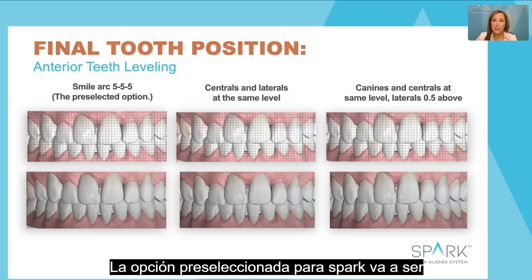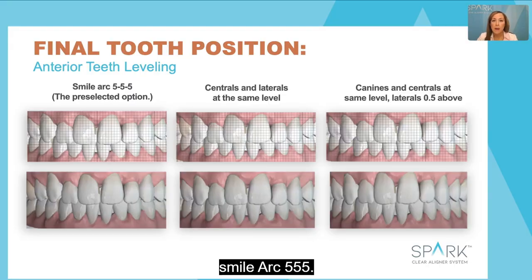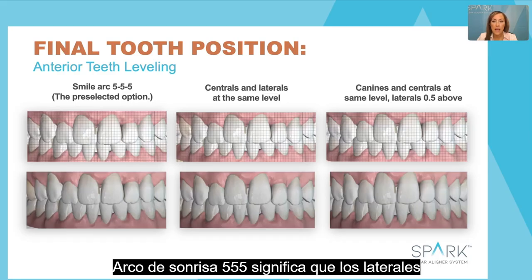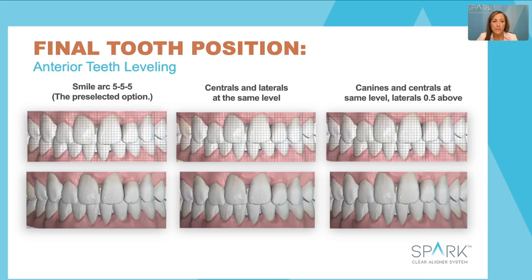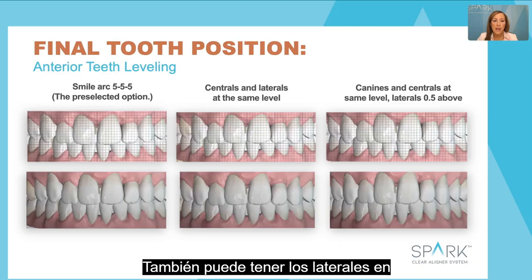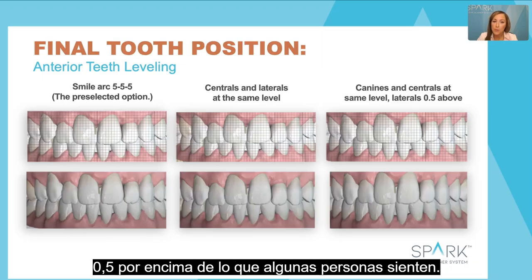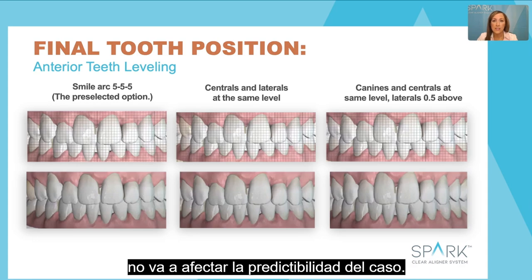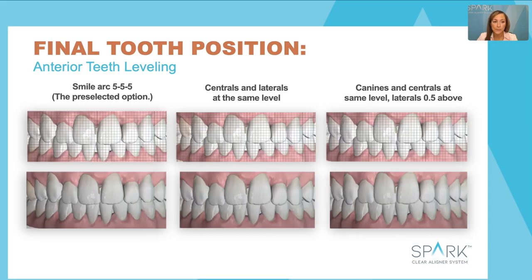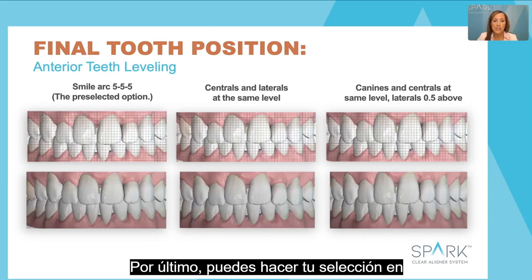The pre-selected option for Spark is going to be Smile Arc 555. Smile Arc 555 means that the laterals are going to be 0.5 millimeters above the centrals and the canines 0.5 millimeters above the laterals. You can also have laterals at 0.5 above, which some people feel the last option is actually more aesthetic, but it's not going to affect the predictability of the case. This is just a matter of how you like to design the smile. Lastly, you can make your selections by using one with or without the grid.